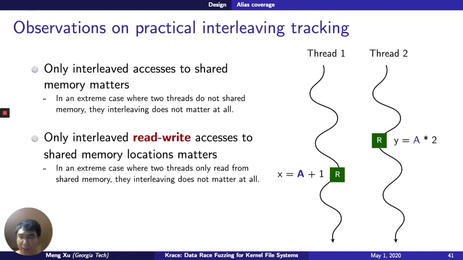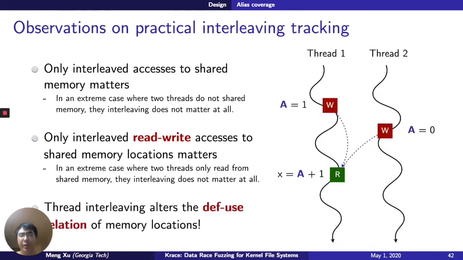The second thing is, if you only have read and read accesses to the shared memory, which means you never write to the shared memory but only take information from it, again it doesn't matter how they interleave, because you're only taking information out of the shared memory and you're not changing it. The information you get is not going to change regardless of whether you get it first or second. Therefore, we don't care about read and read accesses.